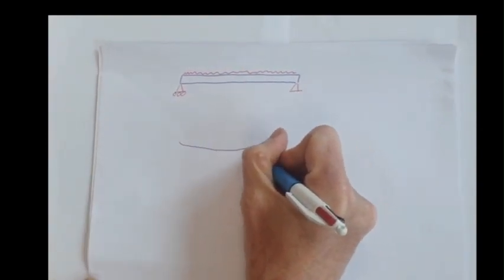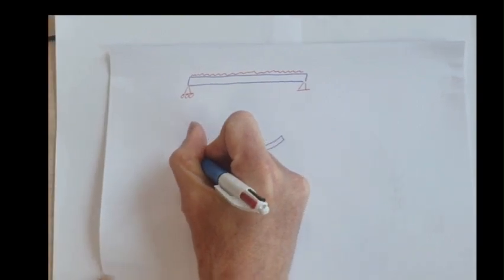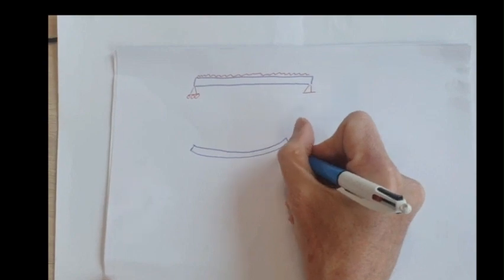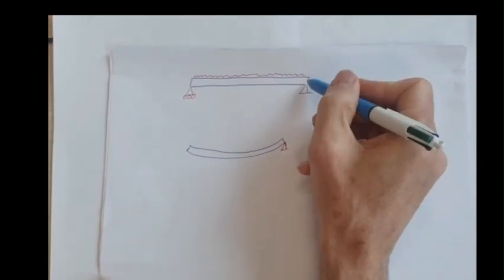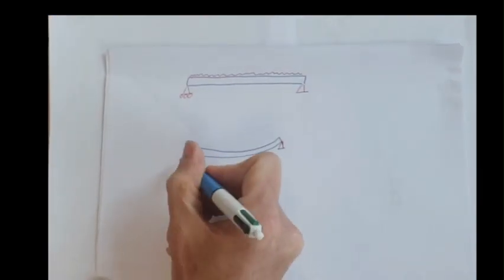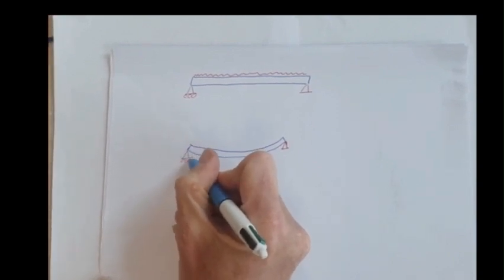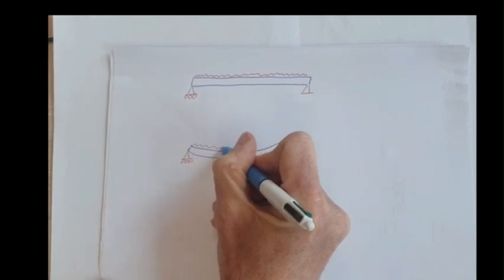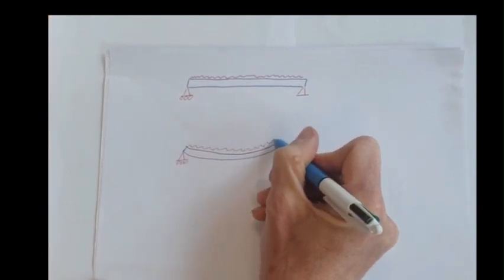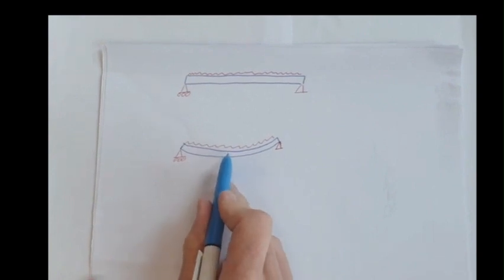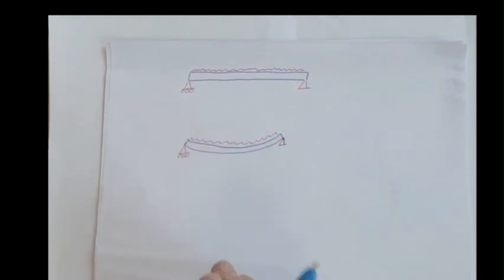So our deformed shape looks something like this. It's rotating around this end here, around this axis. It's rotating and translating around this end. We've got our uniformly distributed load on there, 500 newtons, and we've got a displacement of 1.9 millimeters in the middle. Okay, so let's calculate the stiffness to weight ratio for this structure.